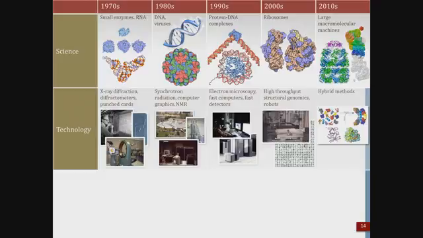In the 2000s, we saw high throughput structural genomics where it was possible to use robots to get structures to be done very, very quickly, and I'm happy to say also very accurately. And then from 2010 onward, we're beginning to see structures by integrative and hybrid methods.